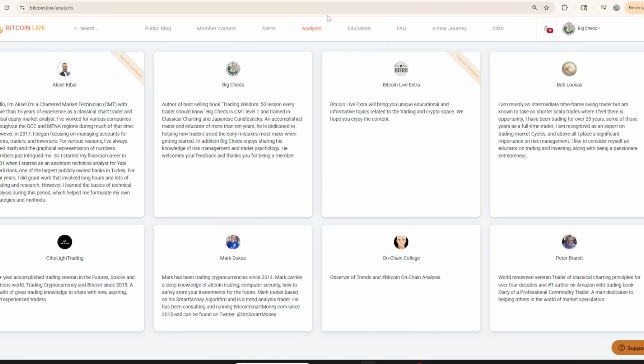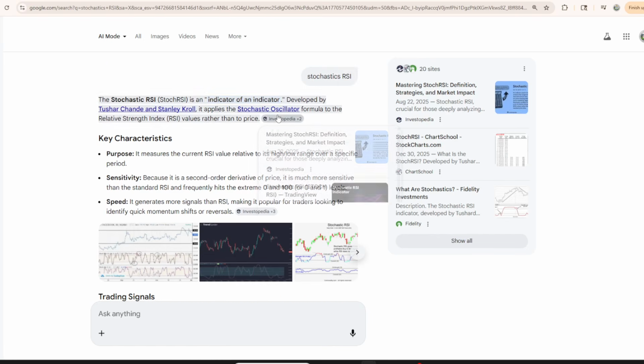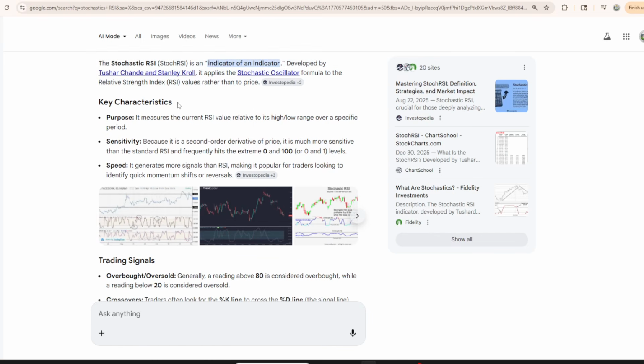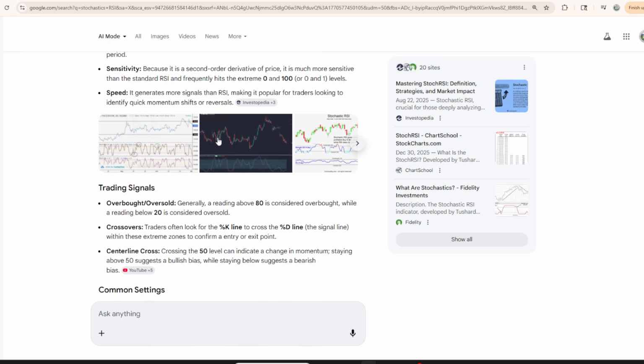For today's video, we're going to talk about the Stochastics RSI. You can pause and read this on your own, but it's basically a measurement of the RSI to give you buy and sell signals. It's an even more sensitive version of the RSI. It basically gives you a measurement of the RSI with a crossing signal. But you can pause and read this, of course, on your own. And I'm going to go ahead and take a look at it for you.